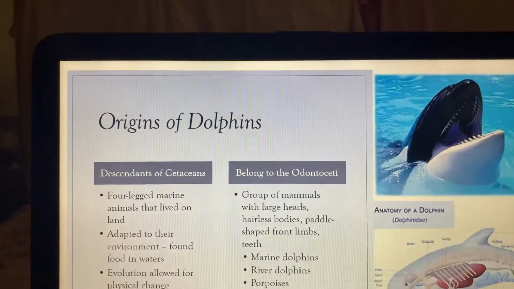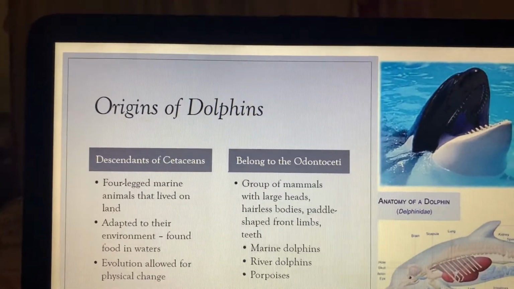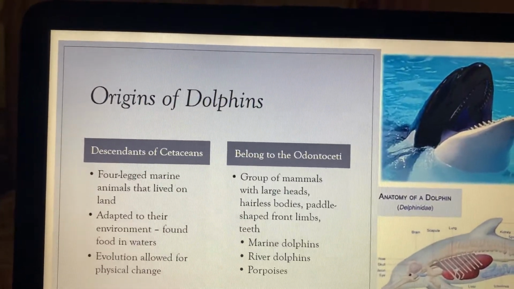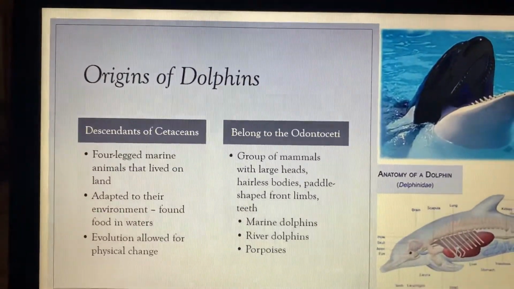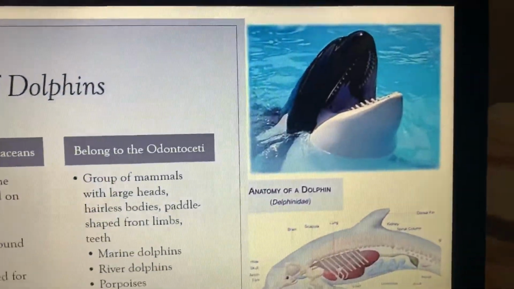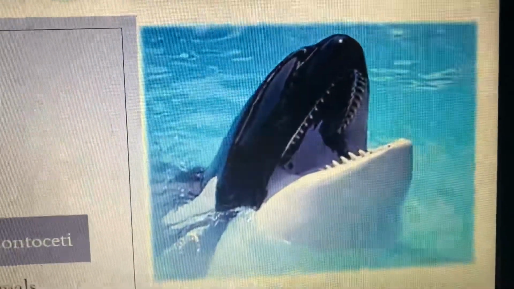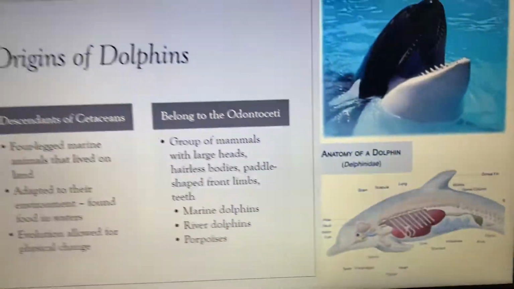These dolphins belong to the Odontoceti. These are a group of mammals with large heads, hairless bodies, paddle-shaped front limbs, and teeth. These include marine dolphins, river dolphins, and porpoises. Here I just have a picture of a whale with their teeth showing, and then I have the anatomy of a dolphin.